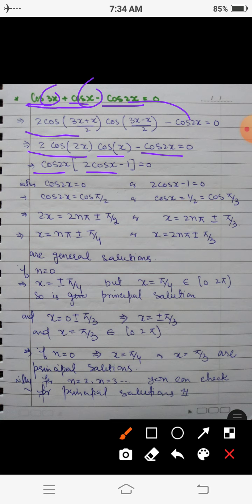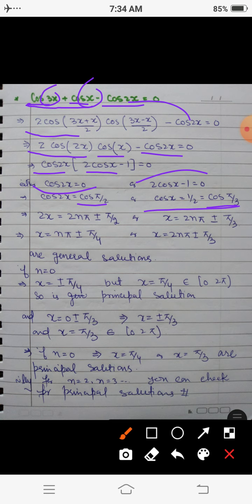Because cos 2x is a real number and 2 cos x minus 1 is a real number, the product of two real numbers is 0 implies that either the first is 0 or the second is 0. So cos 2x is 0 or twice cos x minus 1 is 0. Now when cos 2x is 0, it means cos 2x is cos pi by 2, because cos pi by 2 is 0. Similarly, here cos x is 1 by 2, and 1 by 2 is cos pi by 3. So cos 2x is cos pi by 2 and cos x is cos pi by 3.